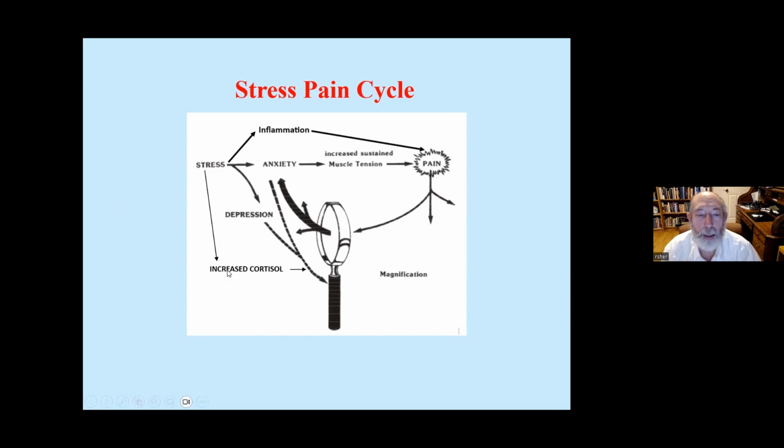Stress also leads to the release of cortisol, which is a normal reaction. But if you keep being under stress, you get more and more cortisol released, and that sets off a whole chain reaction that magnifies your pain.